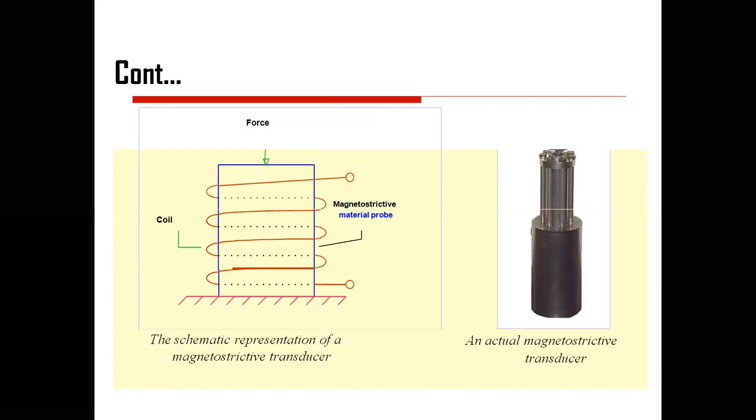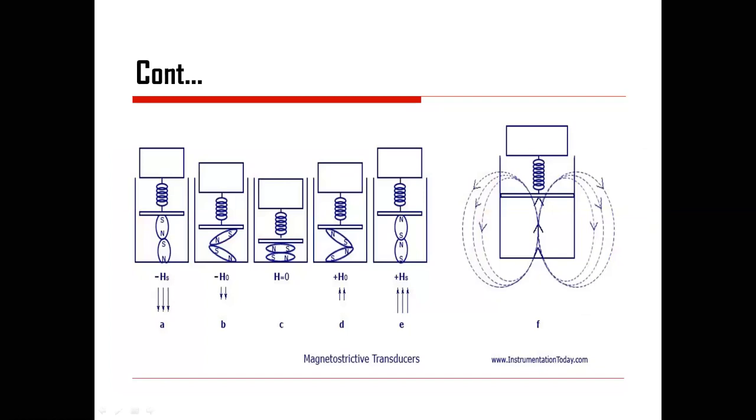So at the right hand side, an actual magnetostrictive transducer for your ready reference has been shown. So the image of an actual magnetostrictive transducer is shown for you. Okay, so this is the case study. Very interesting part. If you try to observe, now we are moving in this direction also.